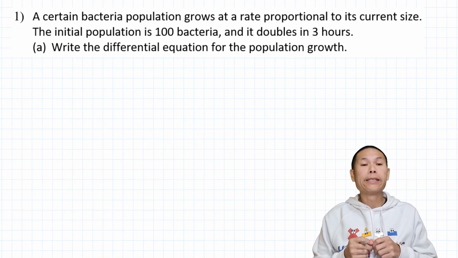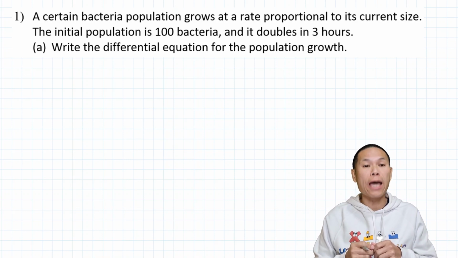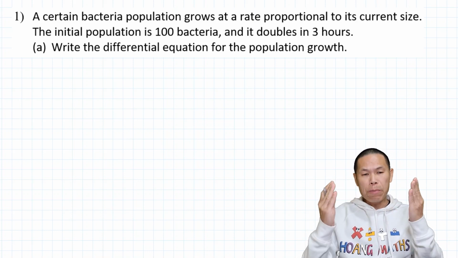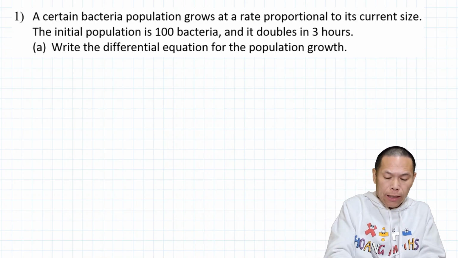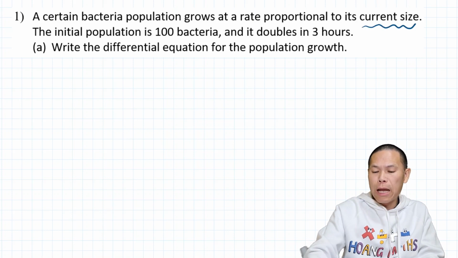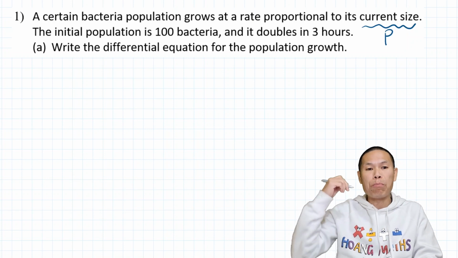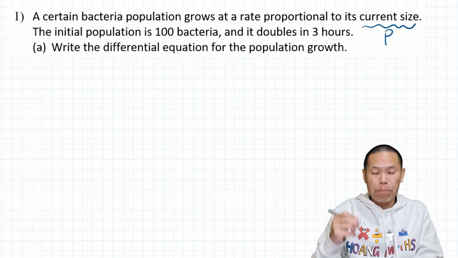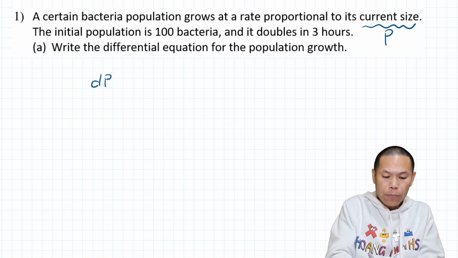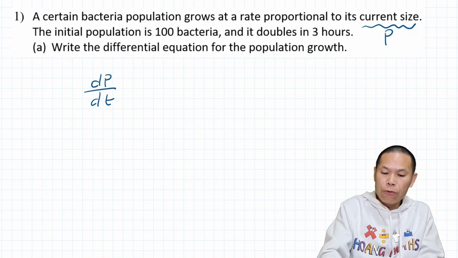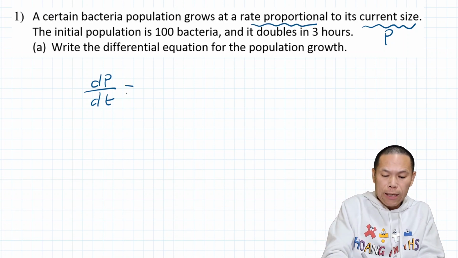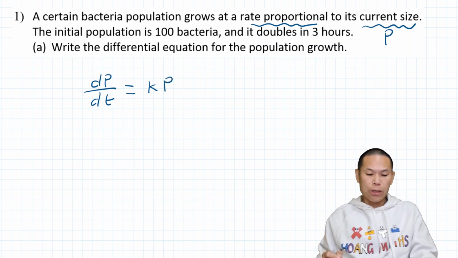First one: a certain bacteria population grows at a rate proportional to its current size. So this means that the rate, the number of bacteria, if you like, let the population be P. So the rate of P, that means dP/dt, is proportional to its current size. That means k times P. So keep that in mind.